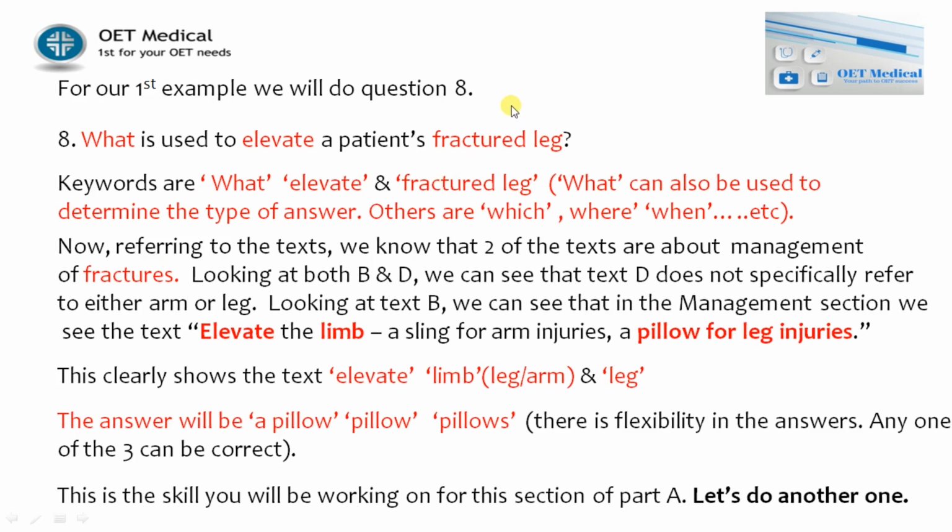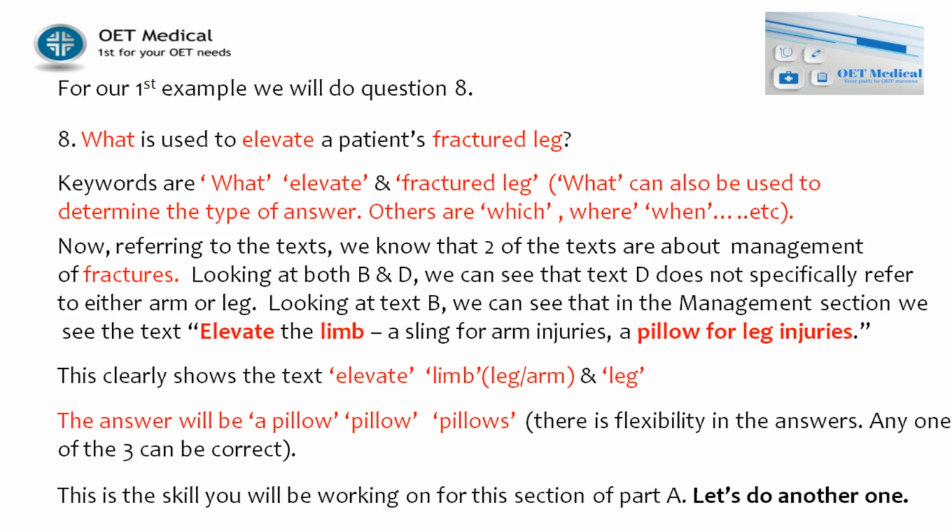Okay, so for our first example we're going to do question 8. The question is, what is used to elevate a patient's fractured leg? Keywords: what, elevate, fractured. What can also be used to determine the type of answer, because if we say what, it's going to be something. If we say who, it's going to be someone, where, some place, when, a time. So the keyword is also important because it tells you that you're looking for something, an object or a thing.